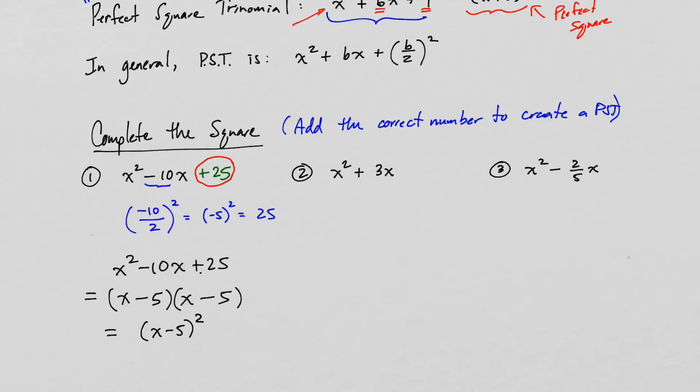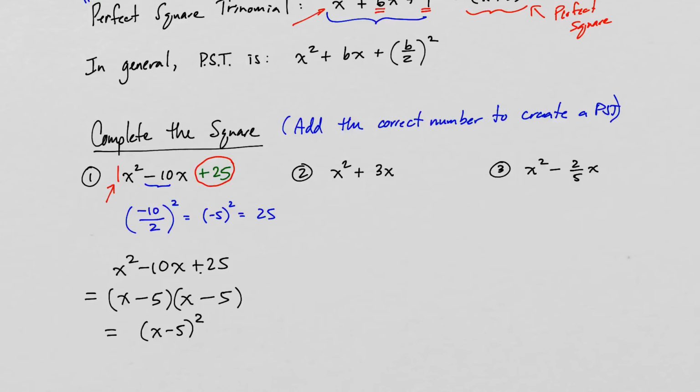Now, one note here is when you're completing the square, you must have a leading coefficient of 1. If you do not have a leading coefficient of 1, then you need to get a leading coefficient of 1 before you complete the square.